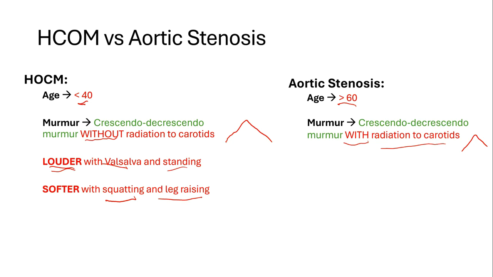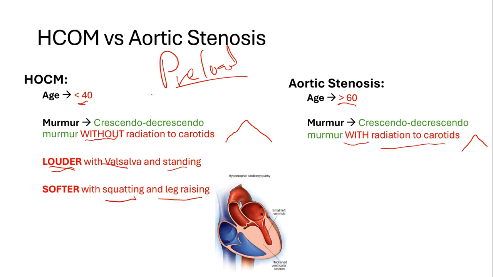Remember, HOCM is preload dependent. That means it is dependent on the amount of fluid in the heart. Now, the more fluid I have in the heart in HOCM, that's going to fill this left ventricle. And what is that going to cause? That's going to cause my ventricular septum to move and get away from my aortic outflow tract. The same thing can be true on the lateral side as well. That's going to cause my left ventricle to open up, and it's going to relieve the obstruction. If we relieve the obstruction, the murmur is going to decrease.